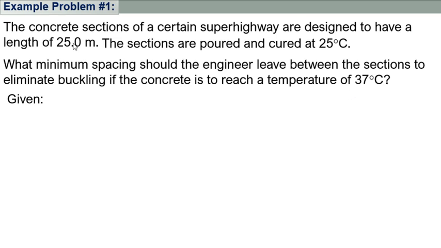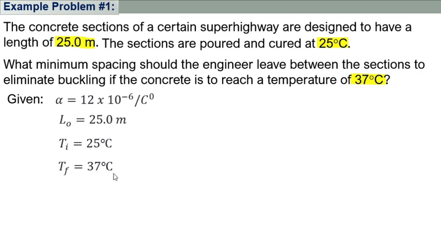So our substance here is the concrete cement. The coefficient of linear expansion for concrete cement is 12 times 10 raised to negative 6 per Celsius degree. And our concrete cement will have an initial length of 25 meters. This superhighway was built during an initial temperature of 25 degrees Celsius, and it will expand if the temperature increases. So the final temperature is 37 degrees Celsius.